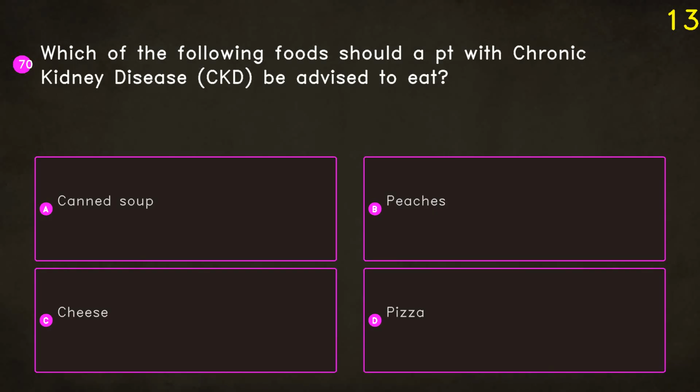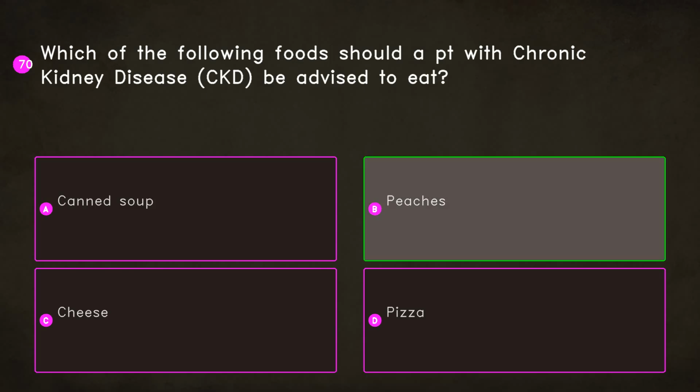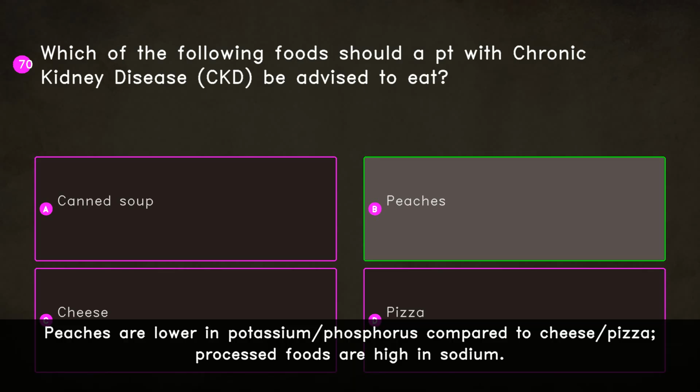Question 70. Which of the following foods should a patient with chronic kidney disease, CKD, be advised to eat? A. Canned soup. B. Peaches. C. Cheese. D. Pizza. The correct answer is peaches. Peaches are lower in potassium and phosphorus compared to cheese and pizza. Processed foods are high in sodium.